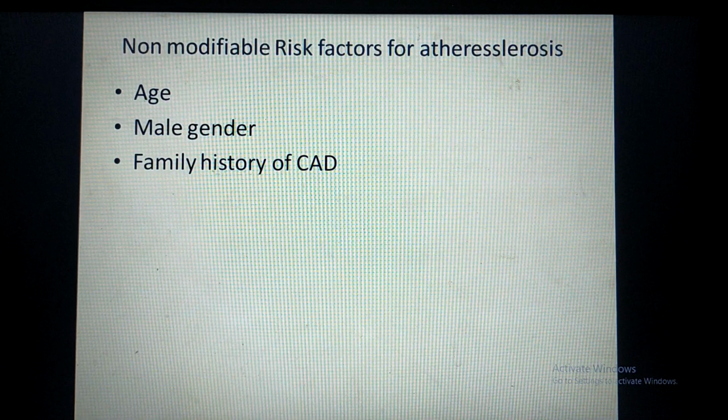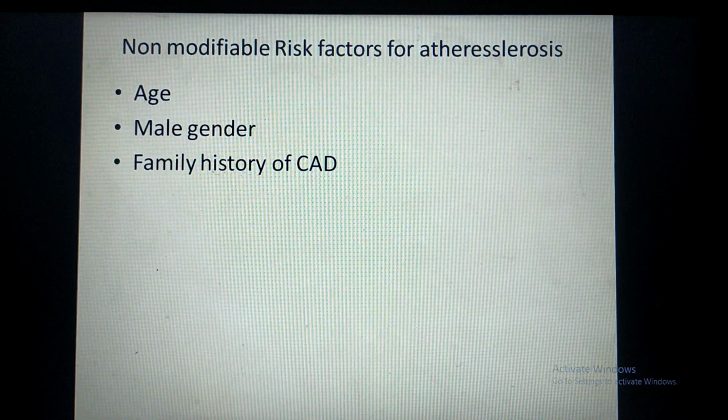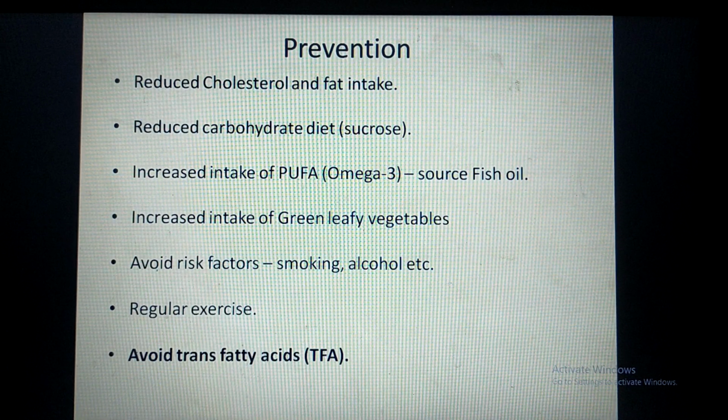Now these are non-modifiable risk factors of atherosclerosis. Age, gender, male, female. Here males are more affected than females because estrogen present in the female has a protective effect against atherosclerosis. Family history of cardiovascular accident is also an important cause of atherosclerosis. These are non-modifiable factors. Now how will you prevent atherosclerosis?